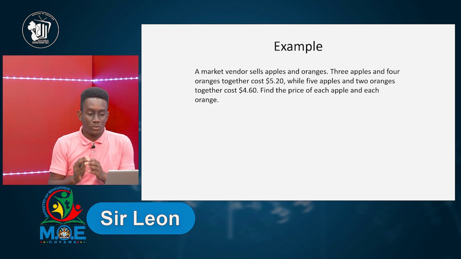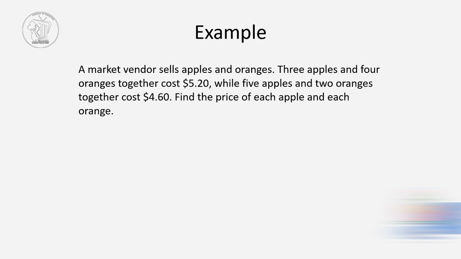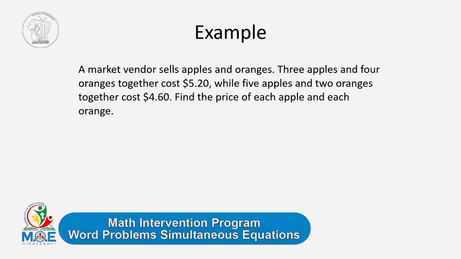So to end off, I will use one final question. A market vendor sells apples and oranges. 3 apples and 4 oranges cost $5.20, while 5 apples and 2 oranges together cost $4.60.